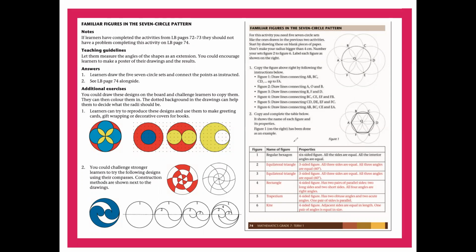And then a kite is the one that I drew previously, where the adjacent sides are equal in length and one pair of angles are equal in size.